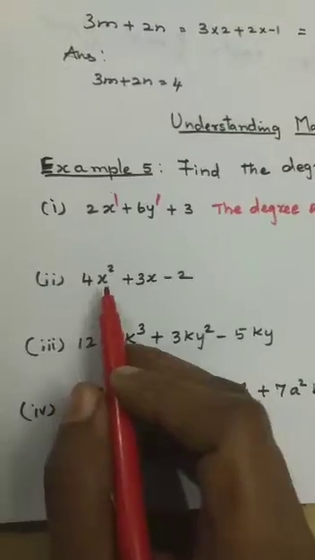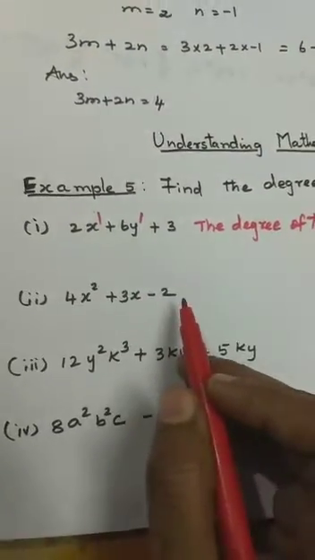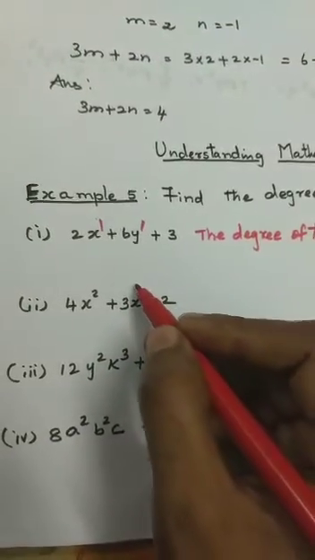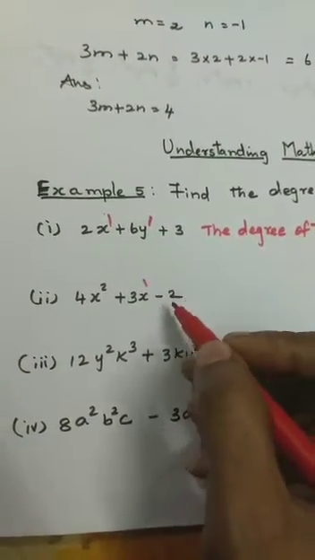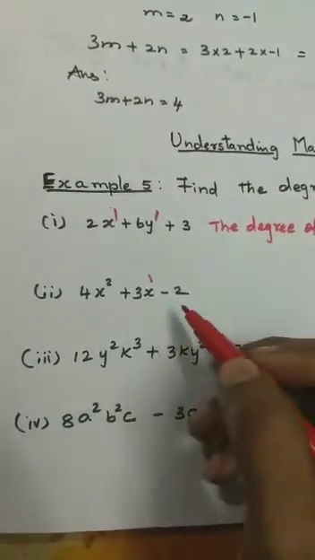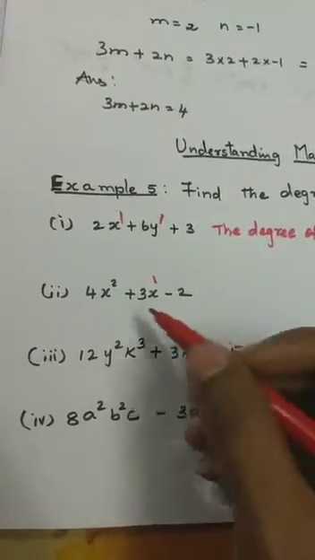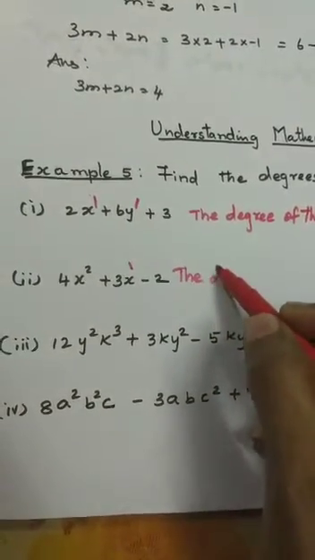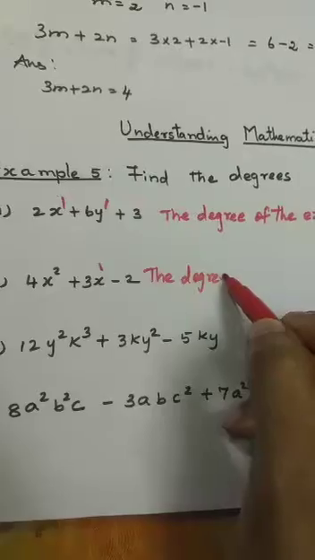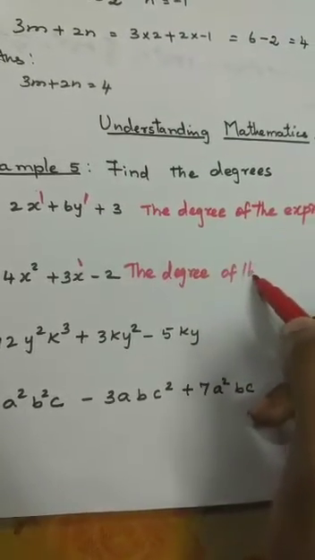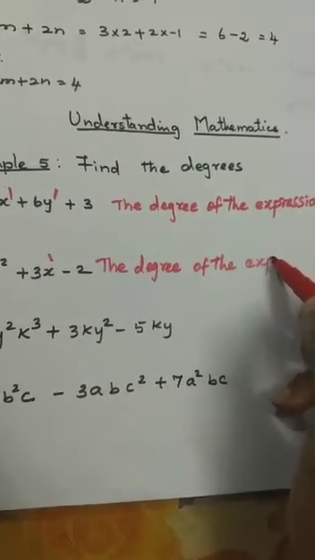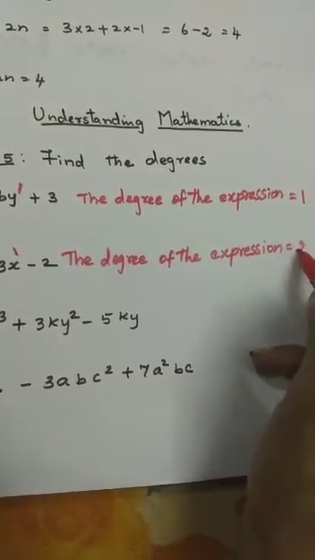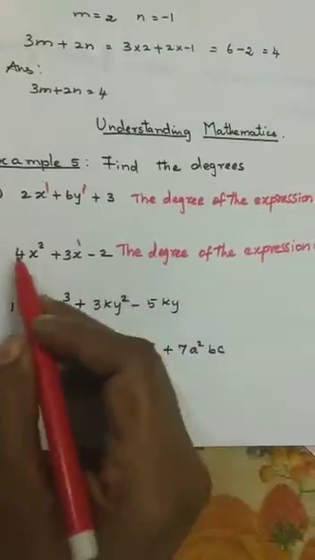The next one, 4x square plus 3x minus 2. See here, the degree is 2. Here the degree is 1. Here it is constant, no degree. So see here, which is the greatest degree? 2. So the answer is the degree of the expression is equal to 2. 2 is the highest degree.